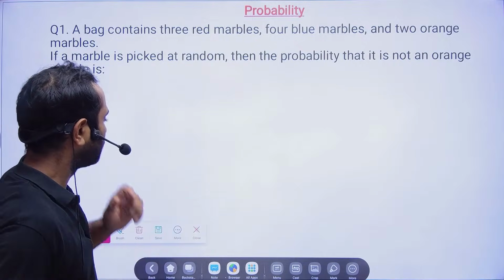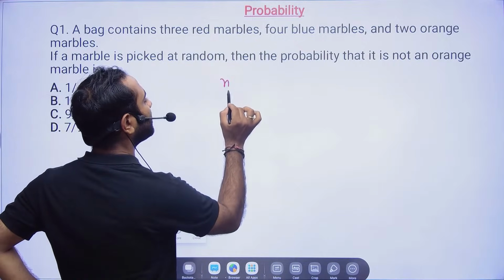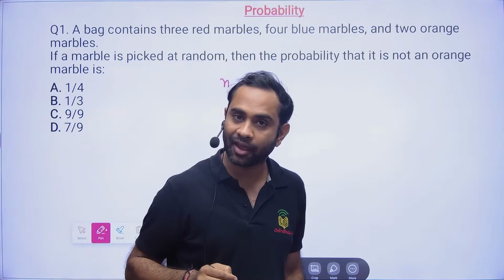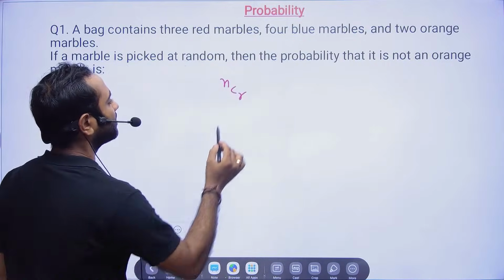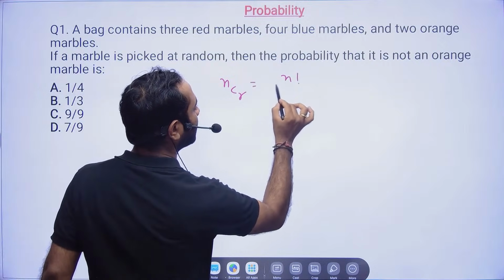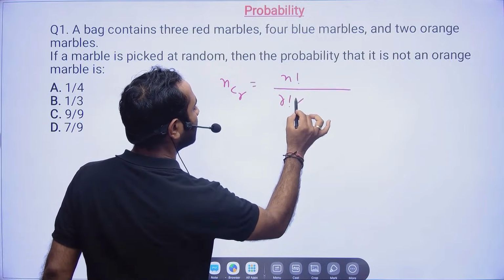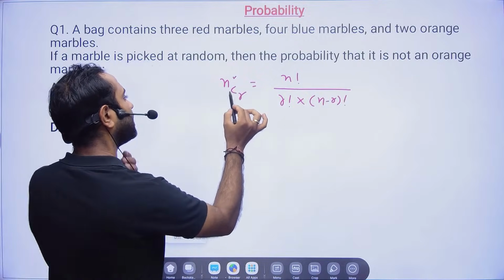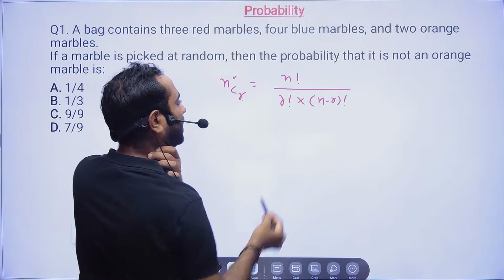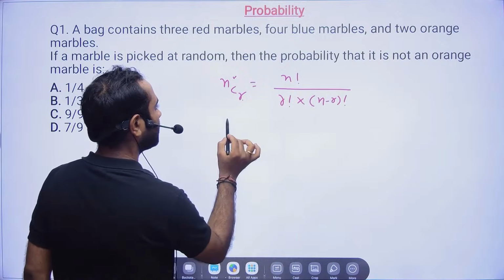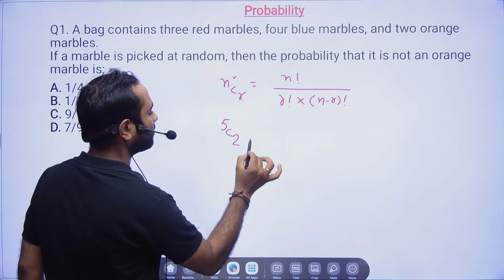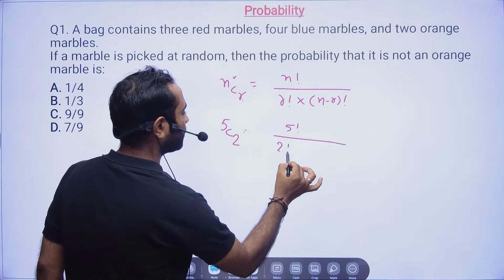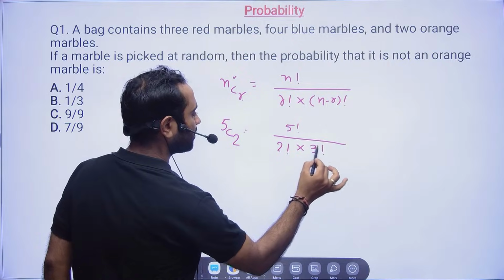Okay. Now, what is NCR? Delhi NCR? No. This is combination NCR. So it will be n factorial divided by r factorial into n minus r factorial, right? Like if I ask you to find 5C2, that means first 5 factorial divided by 2 factorial and 5 minus 2 is nothing but 3 factorial.